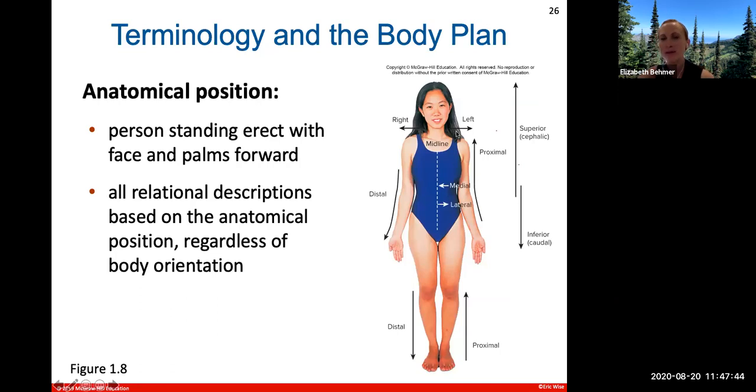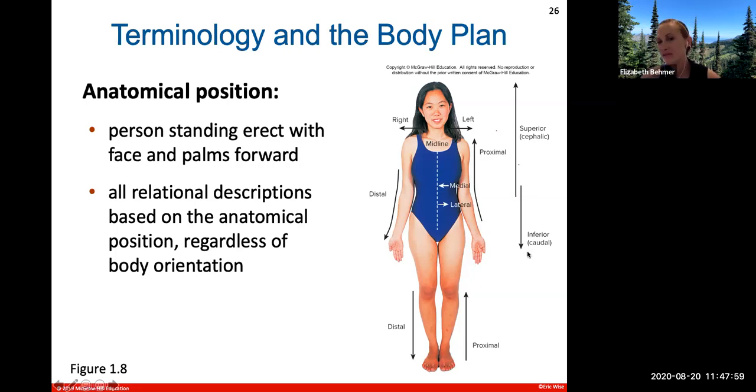That's the bone in your hip. What else? Her eyes are lateral to her nose because they're further away. Her ears are lateral to her nose, and her nose is medial to her ears. So that's using medial and lateral.